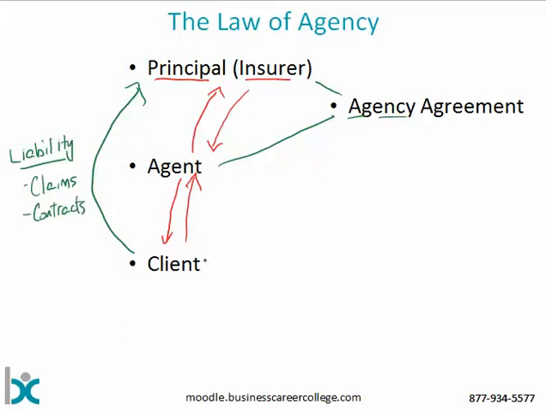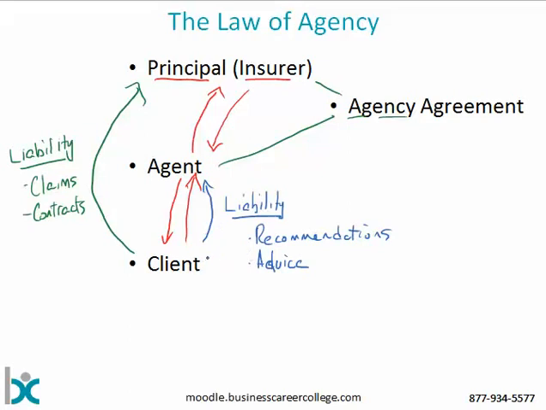Where there's liability between the client and the agent, that is, what's the agent liable for as far as their dealings here, these would be things like the recommendations that they make and the advice that they provide. So that's not the insurer providing that, that's the agent providing that advice or those recommendations.